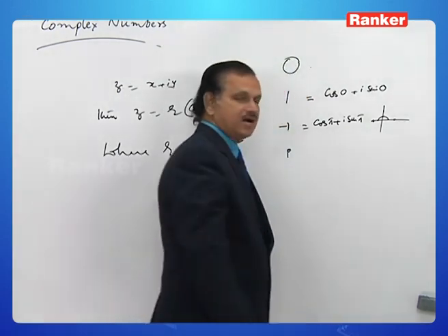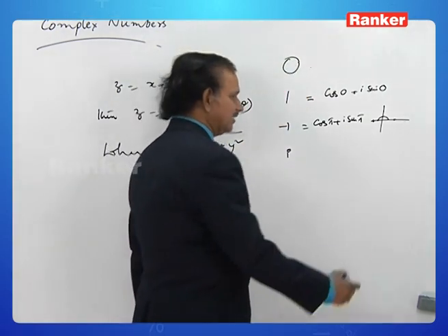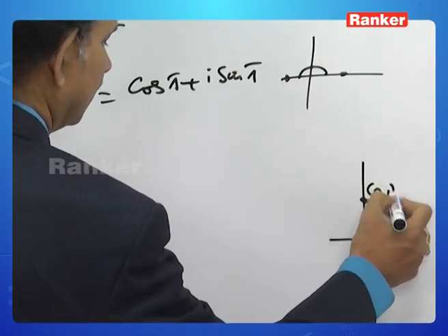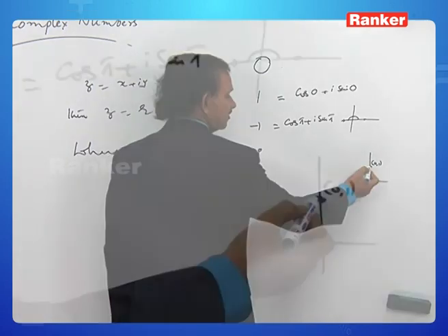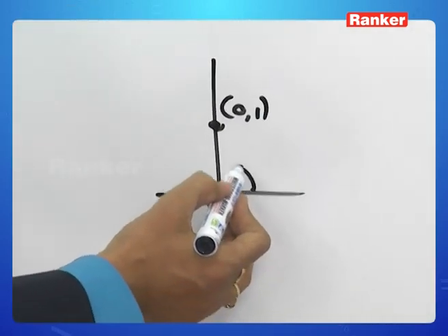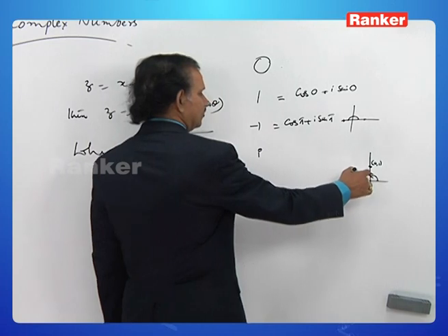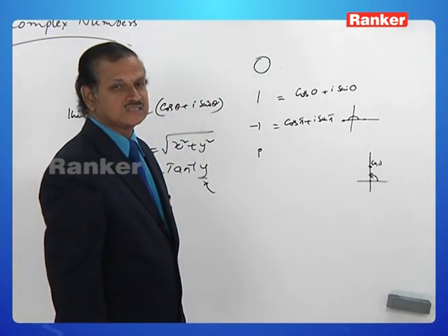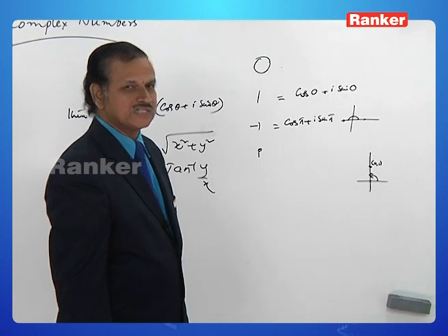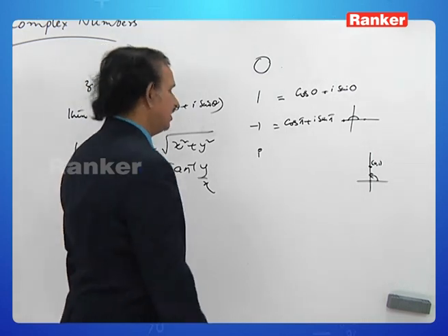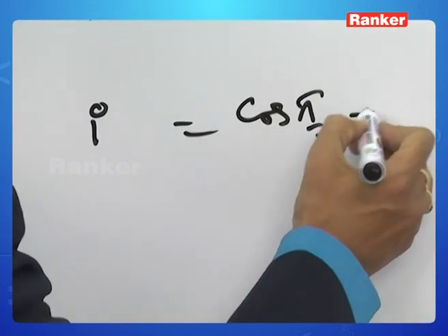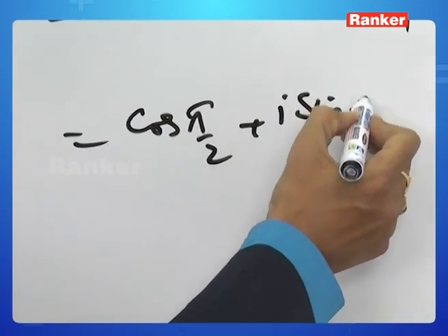Actually, i is nothing but 0 plus 1i. Hence, the point corresponding to i is (0, 1). So, this is the complex number. What is the amplitude here? What is the complex amplitude? The y-axis makes 90 degrees with the x-axis. Hence, it is pi by 2. It can be taken as cos pi by 2 plus i sin pi by 2.